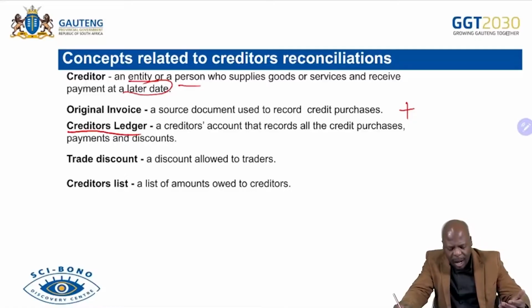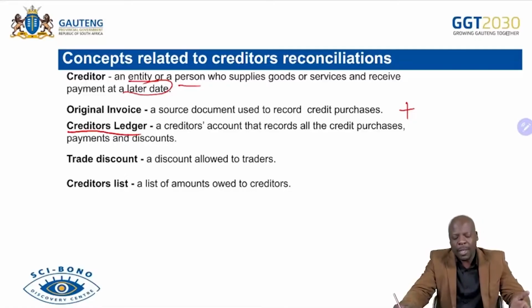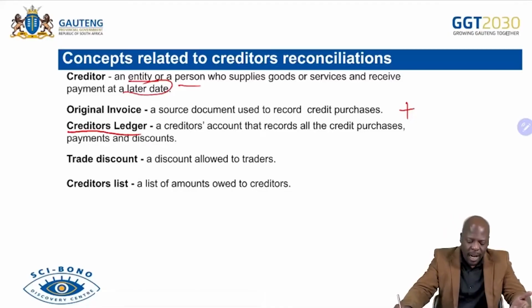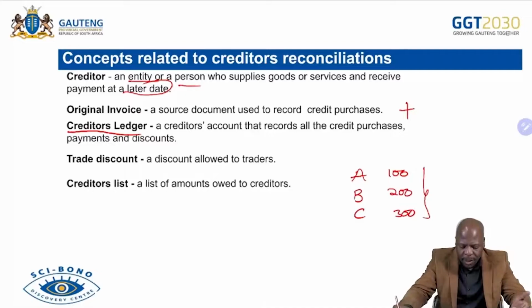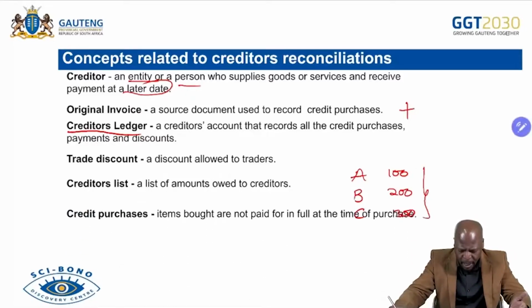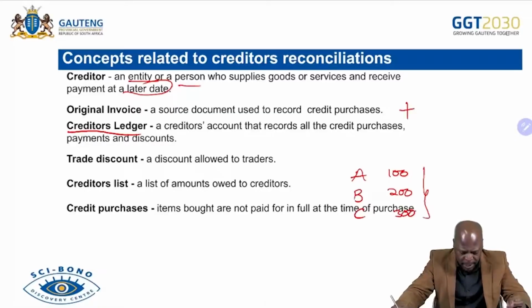The creditors list now, it is a list of amounts that are owed to creditors. Okay, so it has to do with the amount of creditors that we're having. For example, if we're having creditor A, creditor B, creditor C, and we're owing them particular amounts, if we're owing this one 100, this one 200, and this one 300, this is what we call the creditors list, a list of the creditors whom we owe money. You should know this from your grade 10 as well.